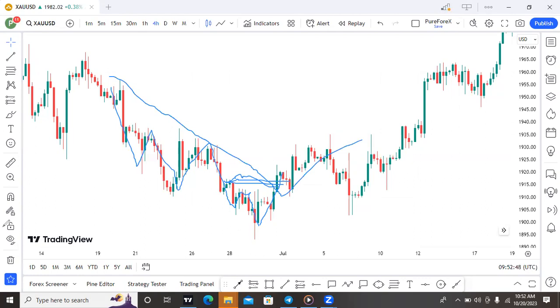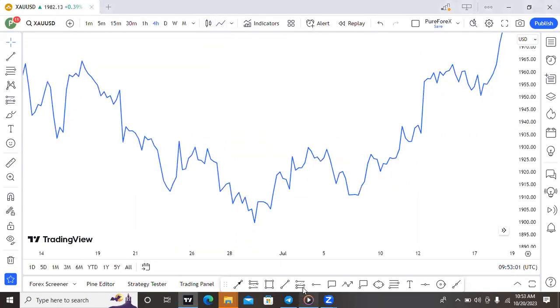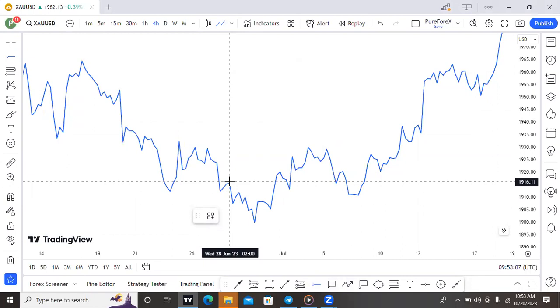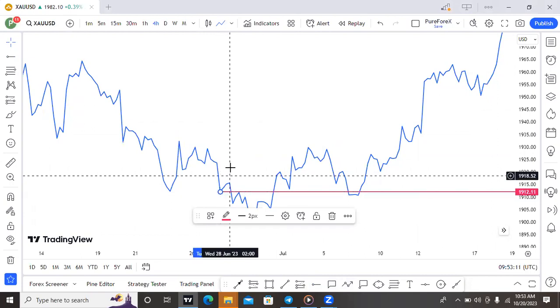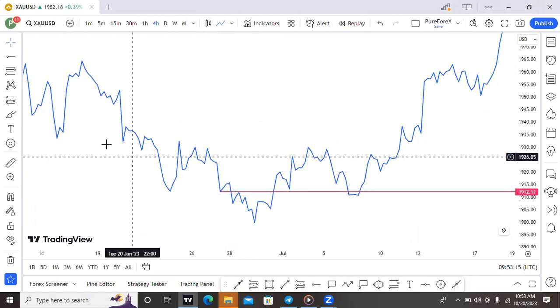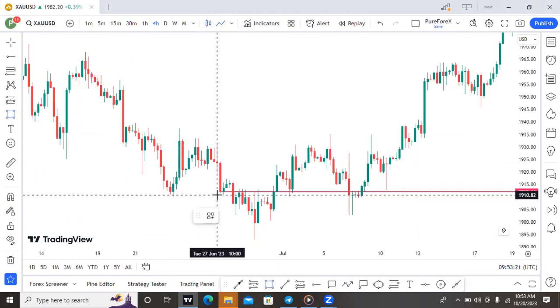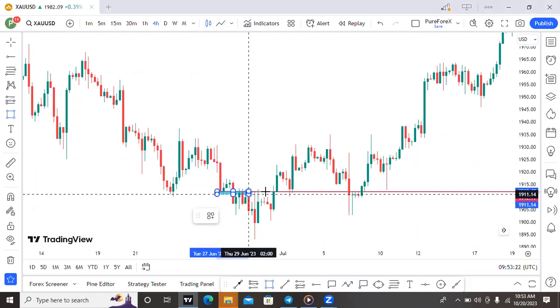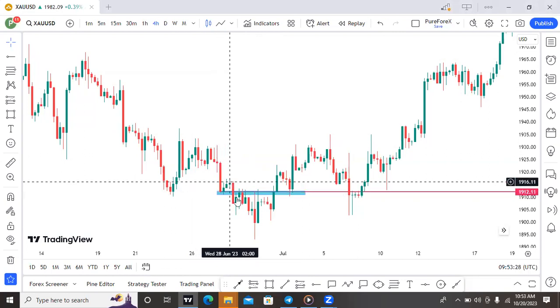So let me clear the chart. If you want to spot your Quasimodo reversal, first of all, you go to the line chart. When you go to the line chart, you identify this is a low, this is a high, this is a lower low, and a higher high. So you mark your line at the left shoulder, right? Then you go back to the candlestick chart, pick your rectangular box, and mark it like this. So this is the low, the high, the lower low, the higher high.